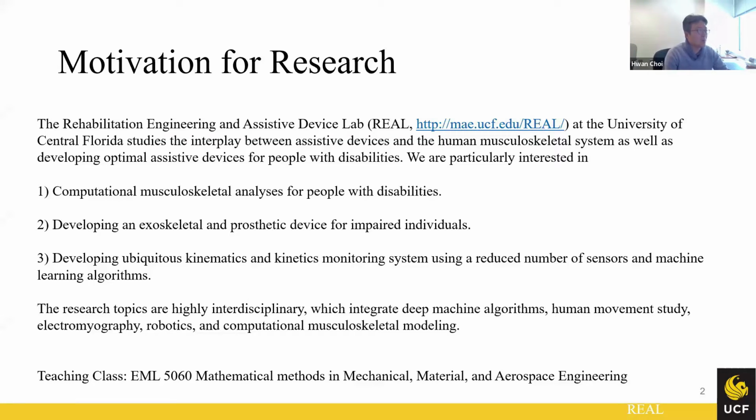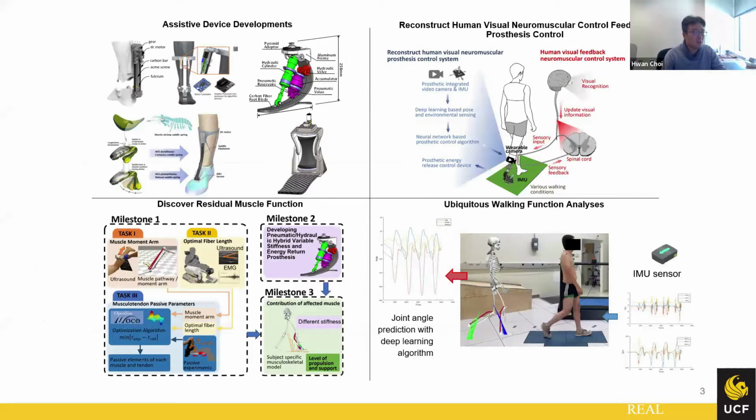So our motivation for research is to develop a computational musculoskeletal model for people with disabilities. And we are also developing exoskeletal and prosthetic devices for these impaired individuals to provide better walking function. And also we are developing a ubiquitous kinematics and kinetics monitoring system using a reduced number of sensors, like IMU sensors, using machine learning algorithms. So these are the main research topics we are conducting right now, and I'm going to go through them one by one in detail.